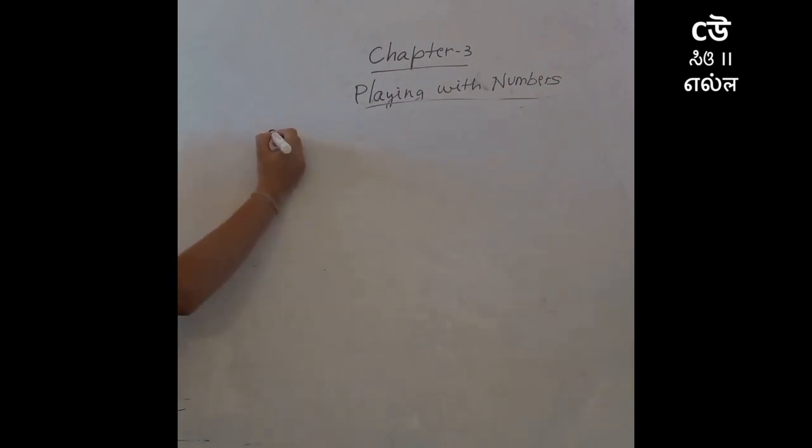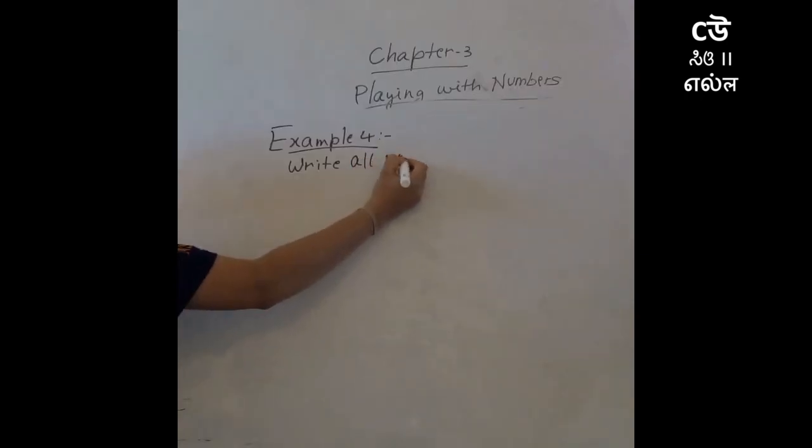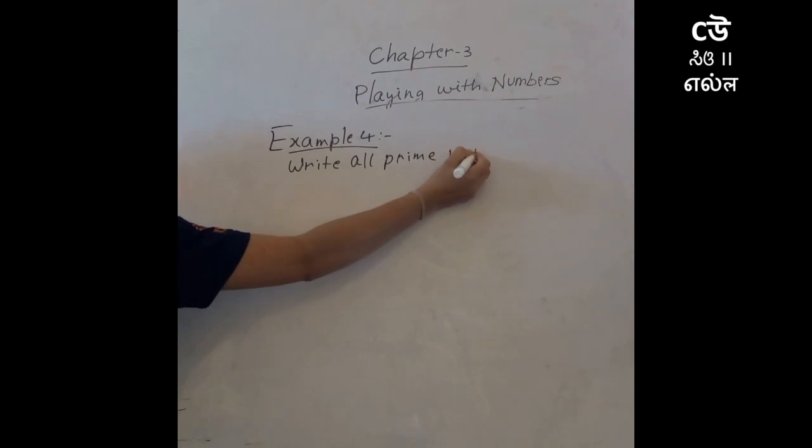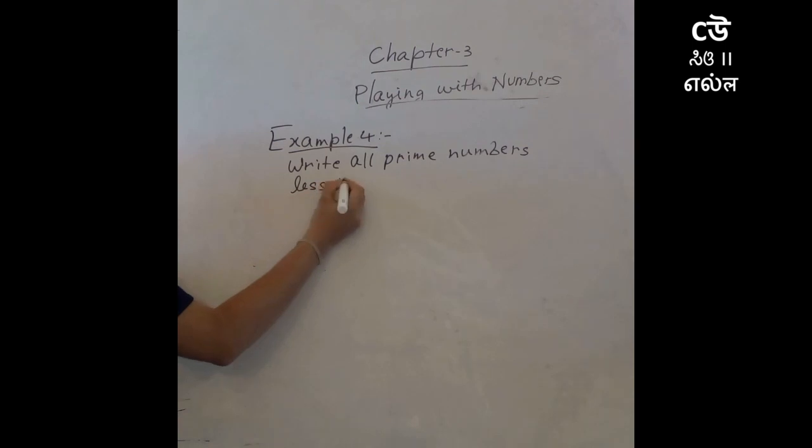Let us solve some example problem, that is example 4. So what is the question they have given? They have told us to write all the prime numbers less than 15. So we have to write all the prime numbers. Prime numbers less than 15. Okay. So what are the prime numbers less than 15?